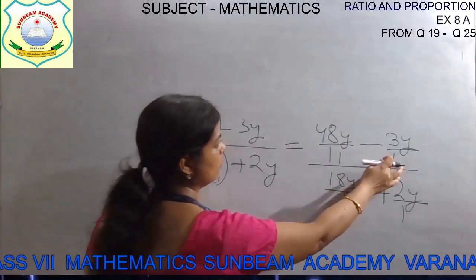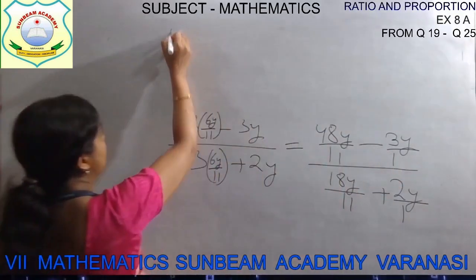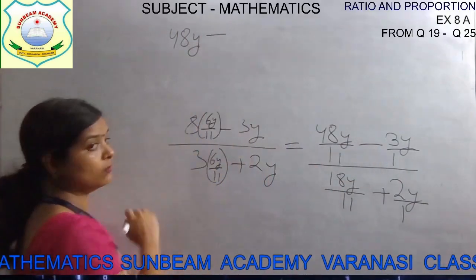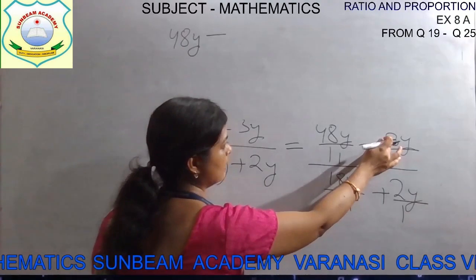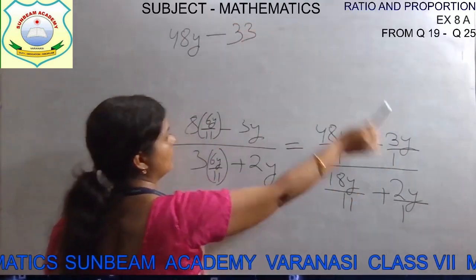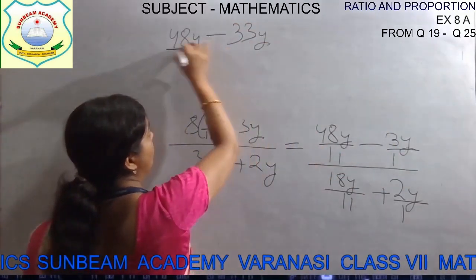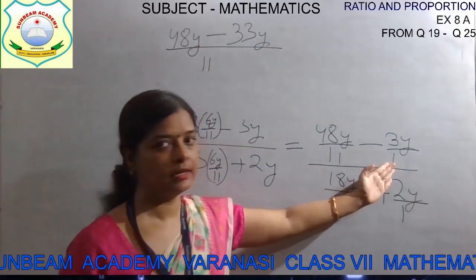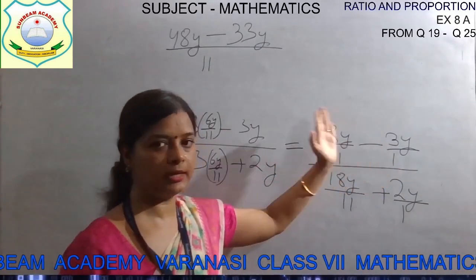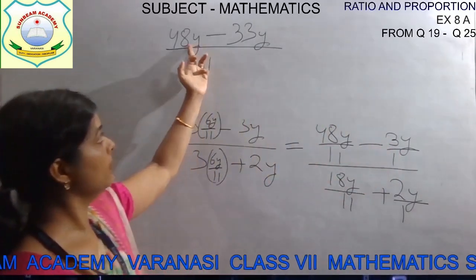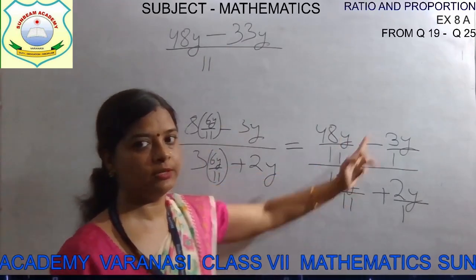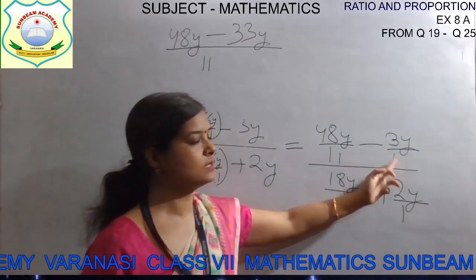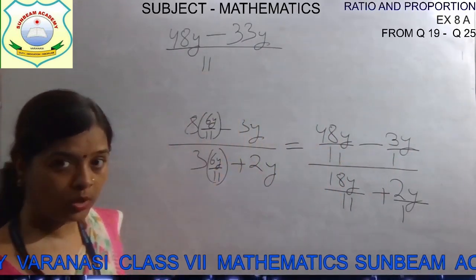So 48 into 1 is 48y. What is the sign? Minus. So write down minus. 11 into 3: 11 3s are 33, and y is there, so write down 33y by 11 1s are 11. Cross multiply: 48y minus 33y, by 11 1s are 11. So this is the whole numerator, upon the denominator.